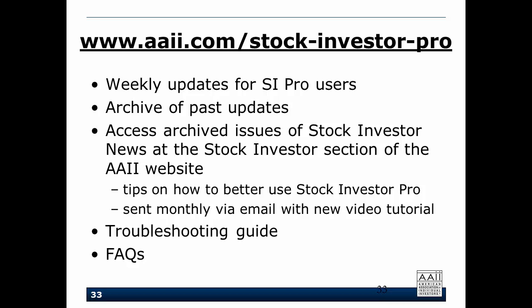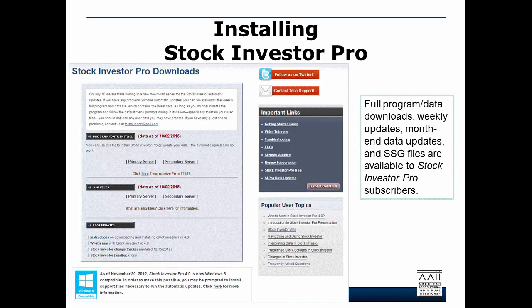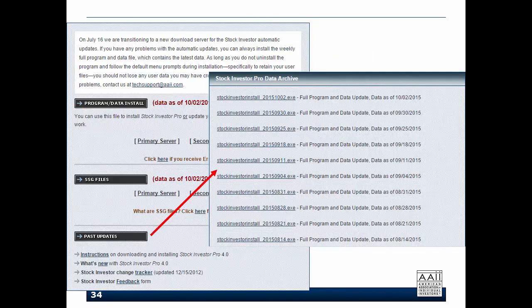So you can use the Stock Investor area of the website to download the program. If for whatever reason there's a hiccup with the automatic updates, you can still install the full program and data file to get the latest weekly data. And we also have past data updates, on a weekly basis dating back to 2003. Now, why would anyone be interested in seeing what companies passed in 2003? Well, that's what we use for backtesting.